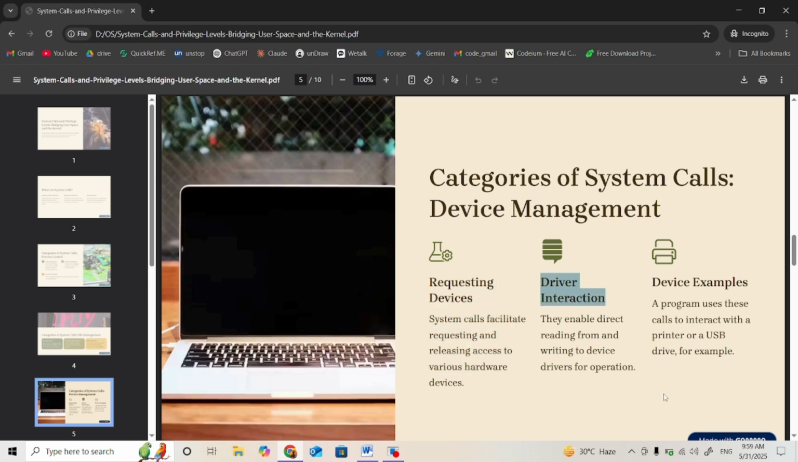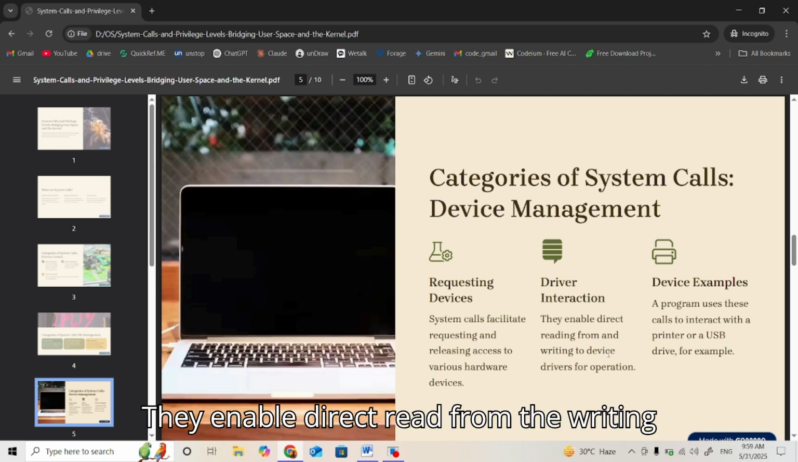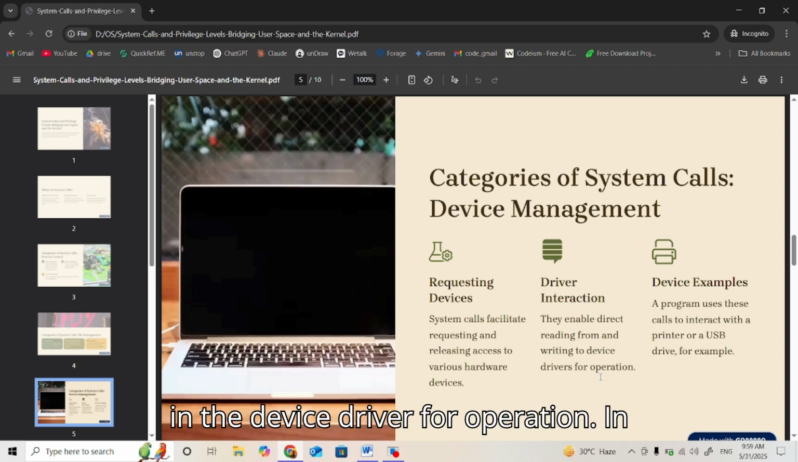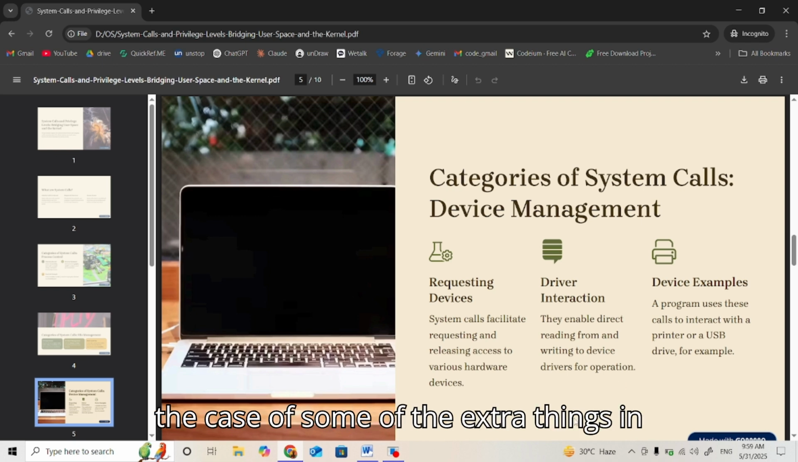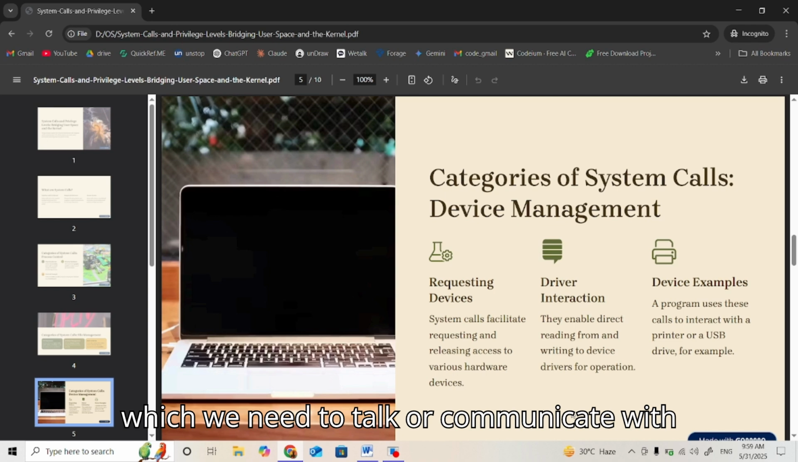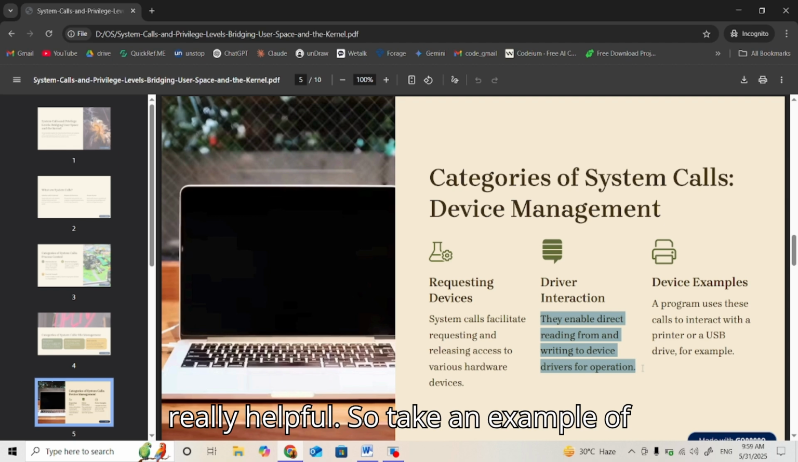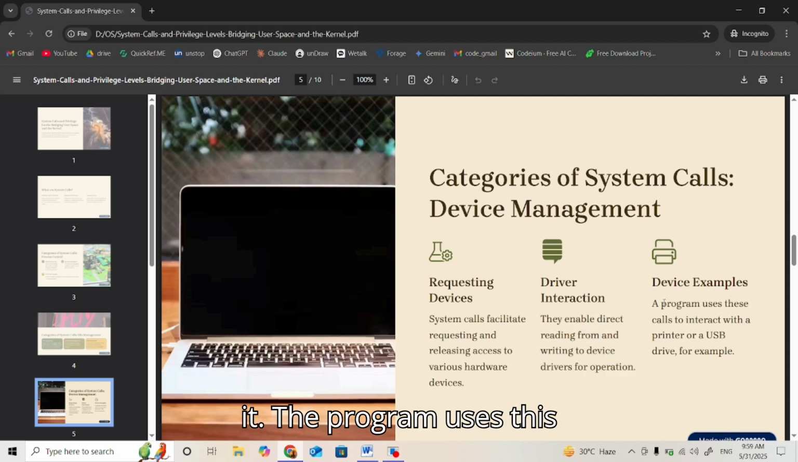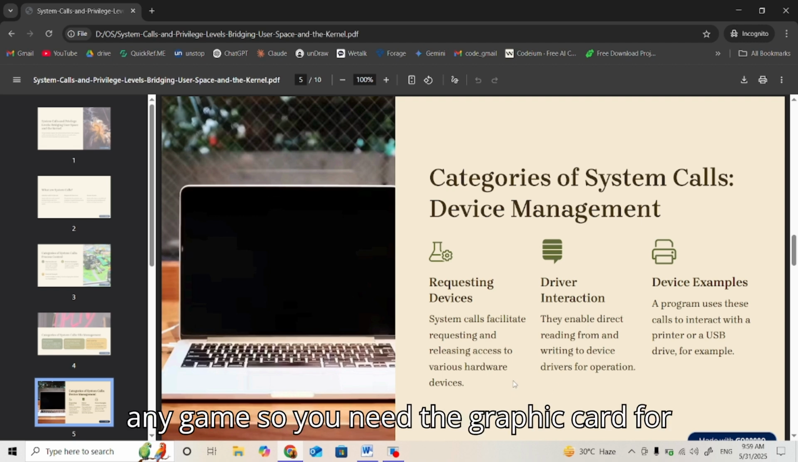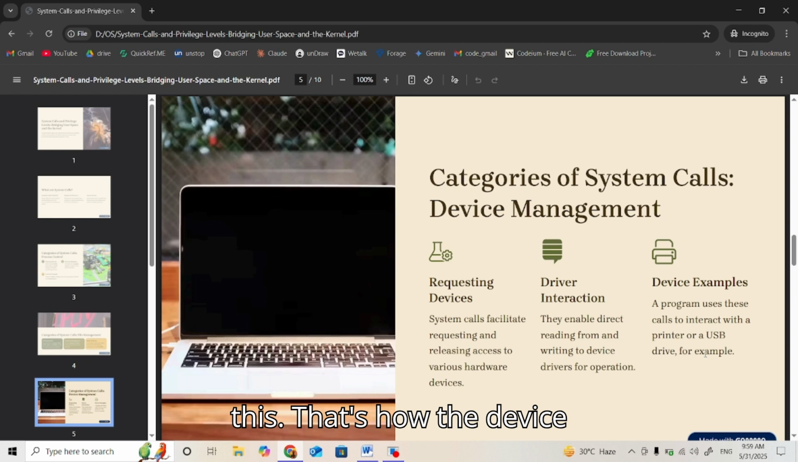Device interaction: they enable direct reading from and writing to the device driver for operations. In cases where we need to communicate with the driver, it's really helpful. Take an example: the program uses the call stack to interact with the printer. That's how you can print something, so you need the printer driver. If you want to play any game, you need the graphics card for this. That's how device management works.